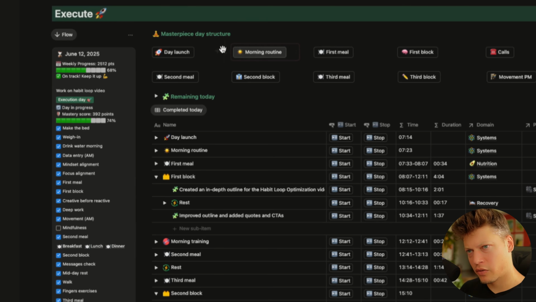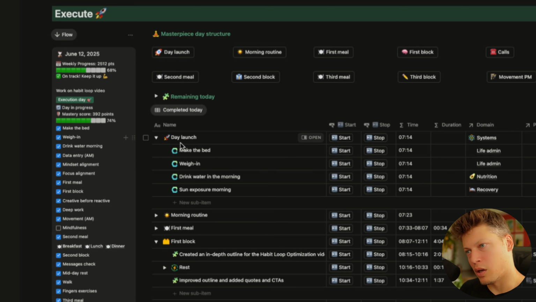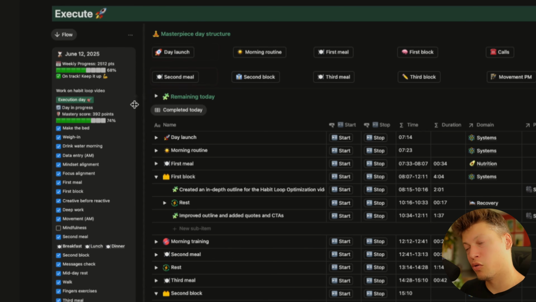The macro buttons here are also connected to the checkboxes. So the checkboxes represent the individual routines of my day. For example, if we look into my day launch, let's just look into it. It's got a few routines in there, and you will notice that they correspond to the checkboxes. And when I hit the button, it also checks the checkboxes. And this is true for a lot of buttons.